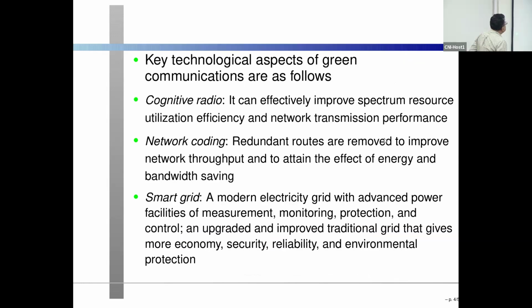And these are some key technological aspects. One is cognitive radio. So this is used to effectively utilize the spectrum, basically. And then you have network coding, which is basically to use effective routing in networks. Then you have smart grid, where you have an electricity grid with advanced facilities of measurement, monitoring, protection, or you upgrade the present grid with those facilities, so that you have more economy, security, reliability, and environmental protection.